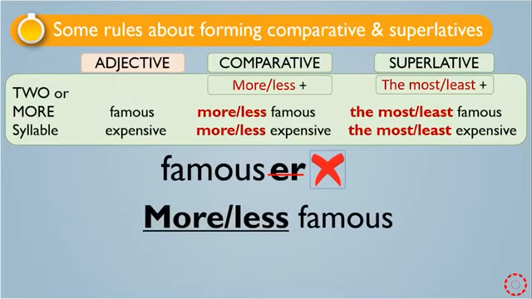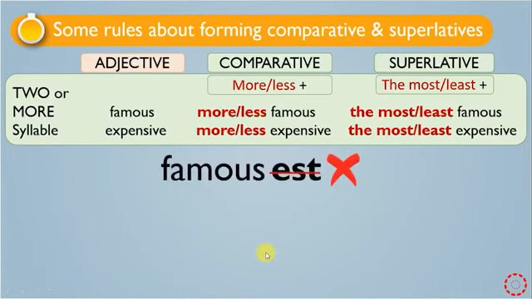And also for the superlative we cannot say famousest, because famous is a two or more syllable adjective. That's why we cannot add est. You have to say the most famous or the least famous.